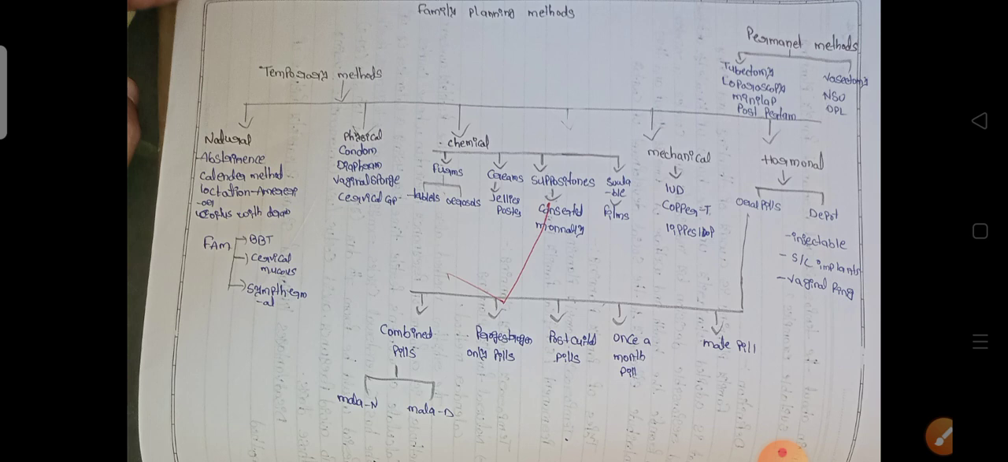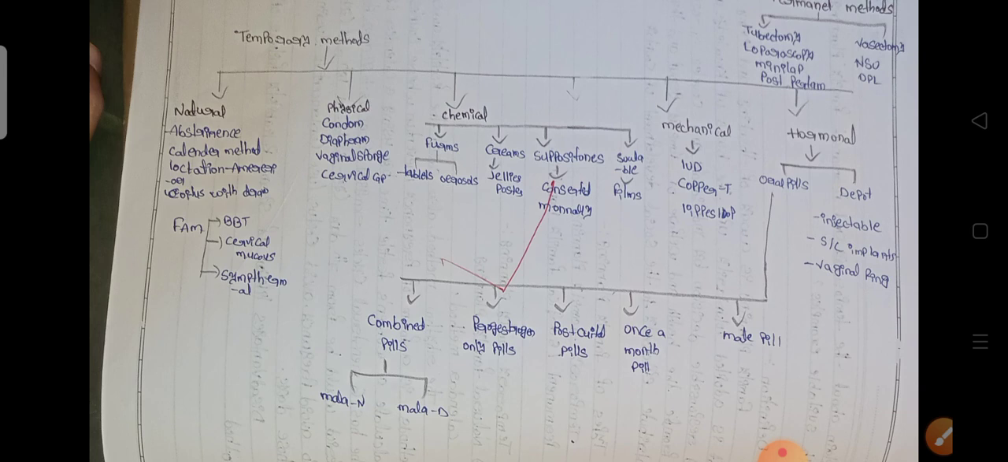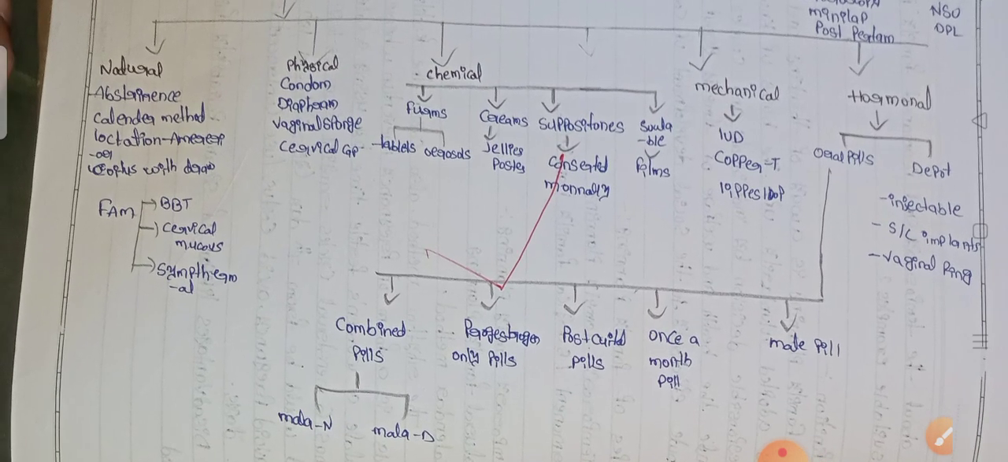Natural methods: abstinence, calendar method, lactational amenorrhea method, coitus interruptus, and fertility awareness methods. FAM means fertility awareness methods: BBT, basal body temperature, cervical mucus, and the symptothermic method. Physical methods: condoms, diaphragm, vaginal sponge, cervical cap. Chemical methods: foams, tablets, aerosols, creams, suppositories, jellies, pastes, soluble films and so on.